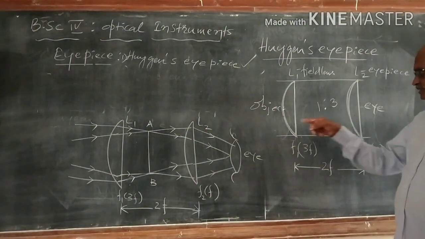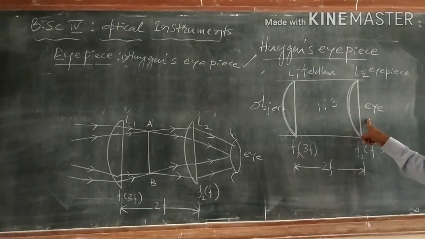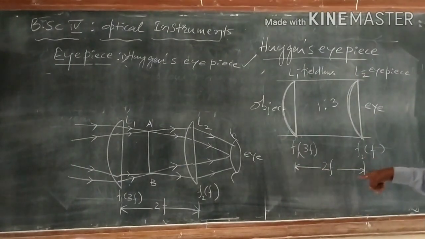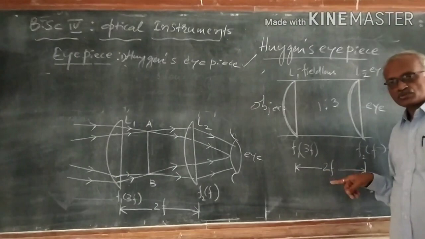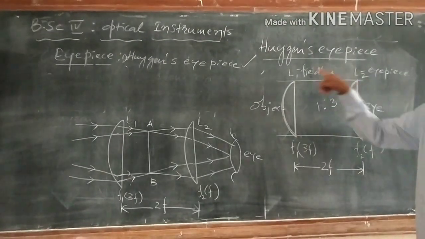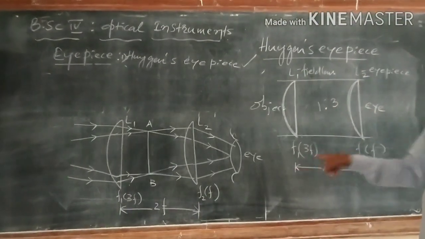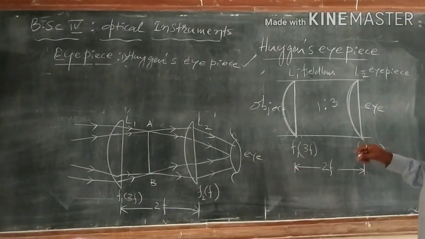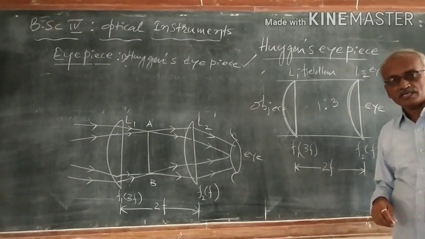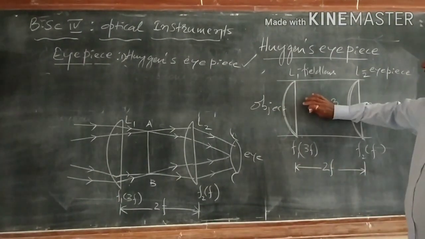If you take it with respect to the field lens and the eye lens, what is the distance between the 2 lenses? This is 2F. If F is the focal length of any lens, maybe the field lens or the eye lens, 2F is the distance between the 2 lenses, F1 and F2. So this is the arrangement. These 2 lenses are arranged in a tube. Actually it is fixed in the tube. So this is the Huygens eyepiece.